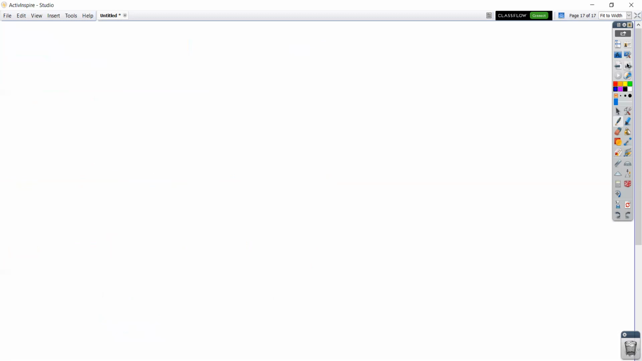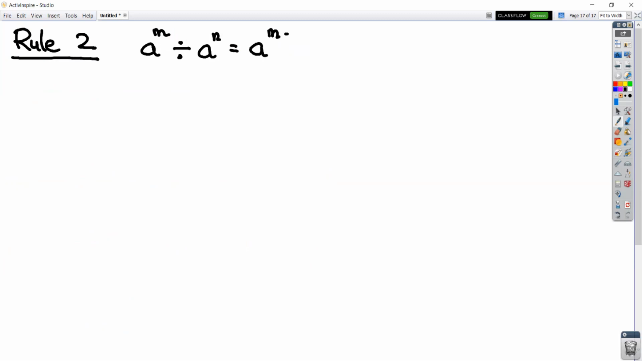Now, going on to the next rule, which is rule 2, I'm going to write down rule 2 right on the top so you can easily remember it. So rule 2 is if you have a base a with the power m and there's a divide sign between another one, which is a power n, then we take away the powers. Okay, so this is rule 2.